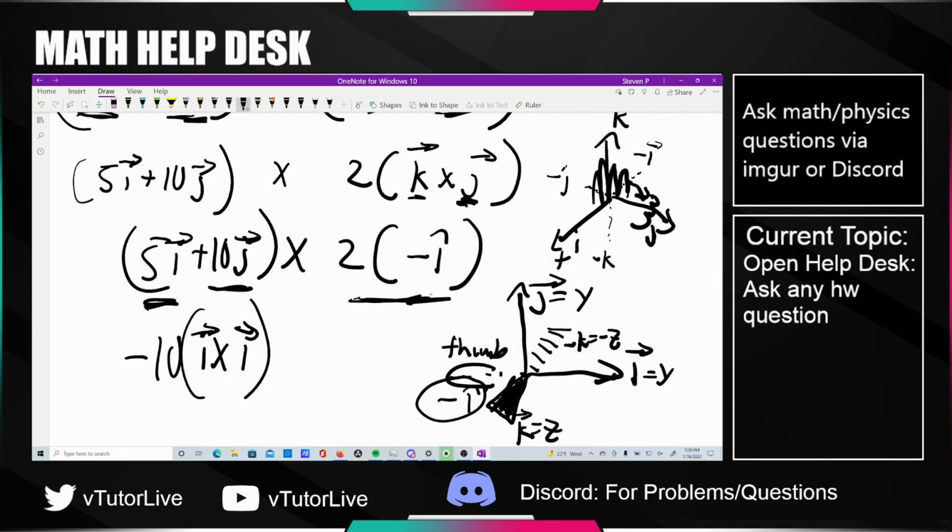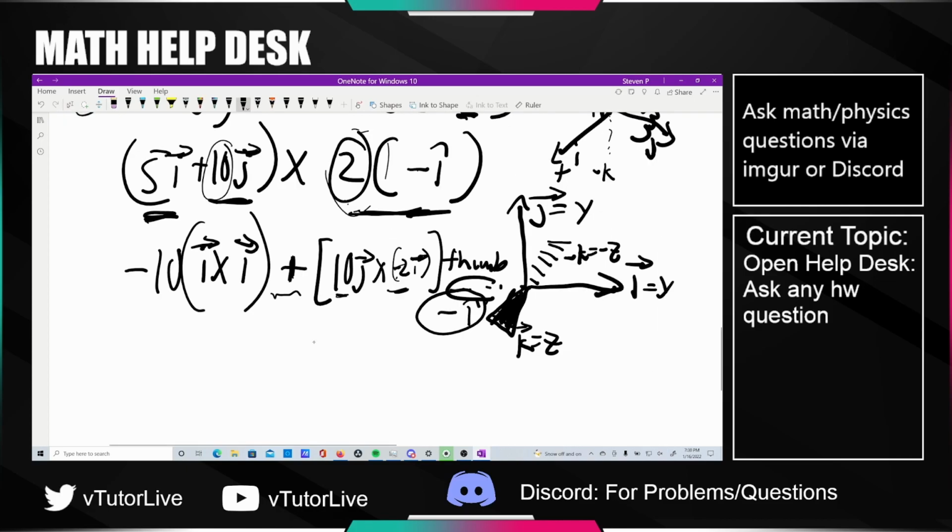10j and negative 2i give us? It becomes minus negative 20j cross i. And this becomes, what is i cross i? Zero. Yes. That's the rule.